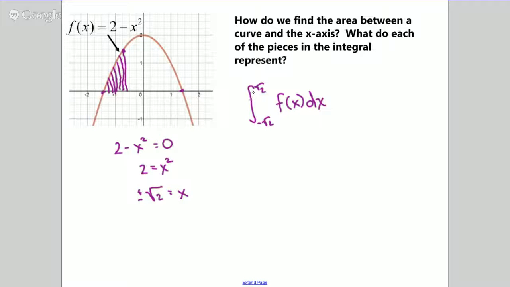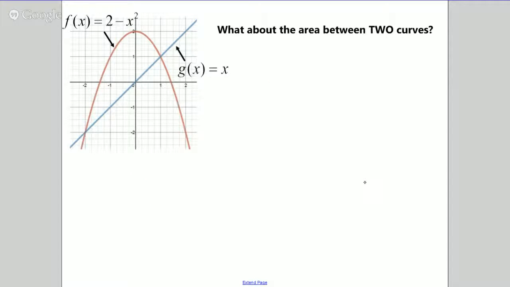So again, what does each piece represent? Integral is an infinite sum from x equals negative square root of 2 to x equals positive square root of 2. I want to sum up an infinite number of rectangles. Each one has height f of x and teeny tiny width dx. Okay. All right, so let's try one of the new examples here.